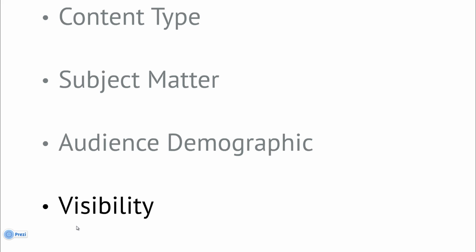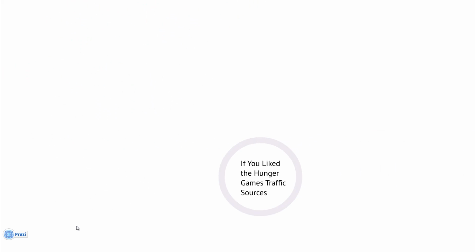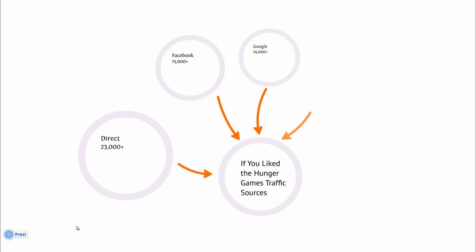One thing that I did have access to data on, though, and that jumped out at me, was the visibility of those posts. For instance, if I looked at the most popular original content, if you liked The Hunger Games, how were people getting to that post? Where were they seeing that post? And a lot of the traffic was direct. But you also had over 15,000 people come to that post from Facebook. A similar amount from Google. You had over 5,000 people come to that post from Reddit, and a number of other sites pointed to that post. So it was visible in a whole lot of places.